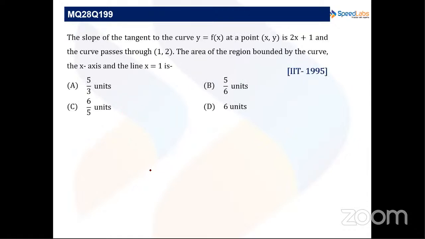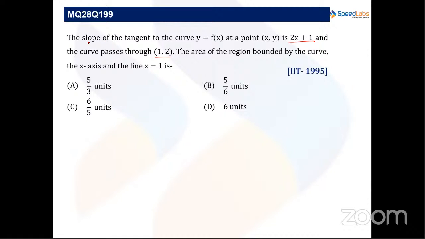Moving to the next question. We are given that the slope of the tangent to the curve y equals f(x) at the point (x, y) is 2x plus 1, and the curve passes through (1, 2). The area of the region bounded by the curve, the x-axis and the line x equals 1 is.